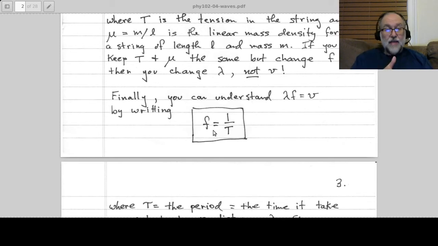Well, if 5 go by in 1 second, then for only one of them, it would only have to travel a fifth of that distance to make it so that 5 travel past you per second. Okay, so the frequency and the period are reciprocally related to one another. We saw that before with oscillators as well. So just keep that in mind.